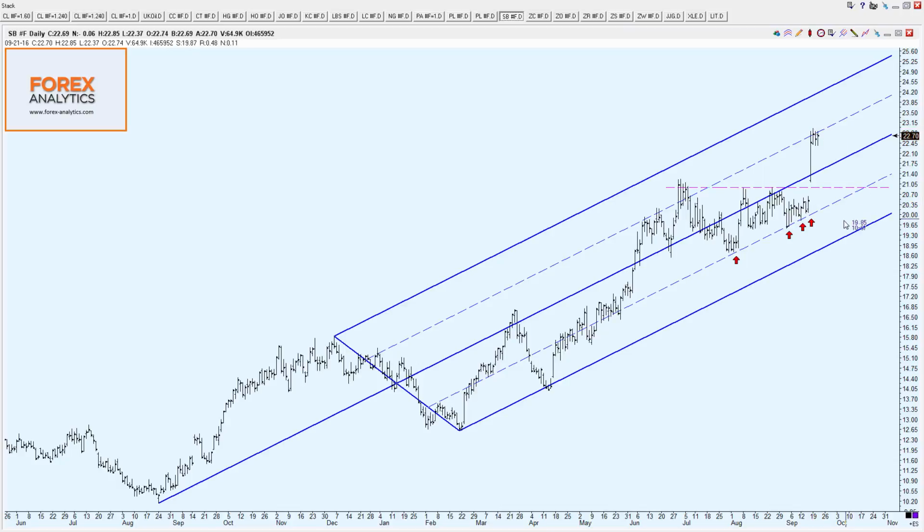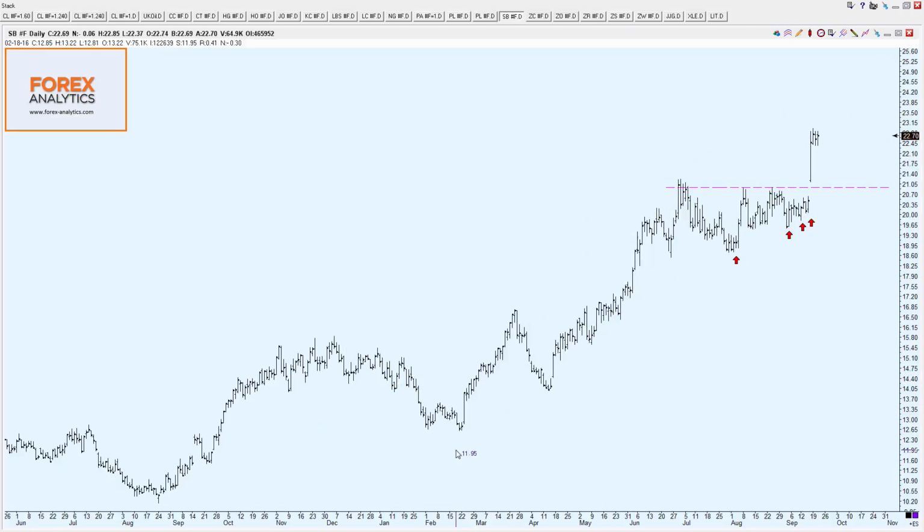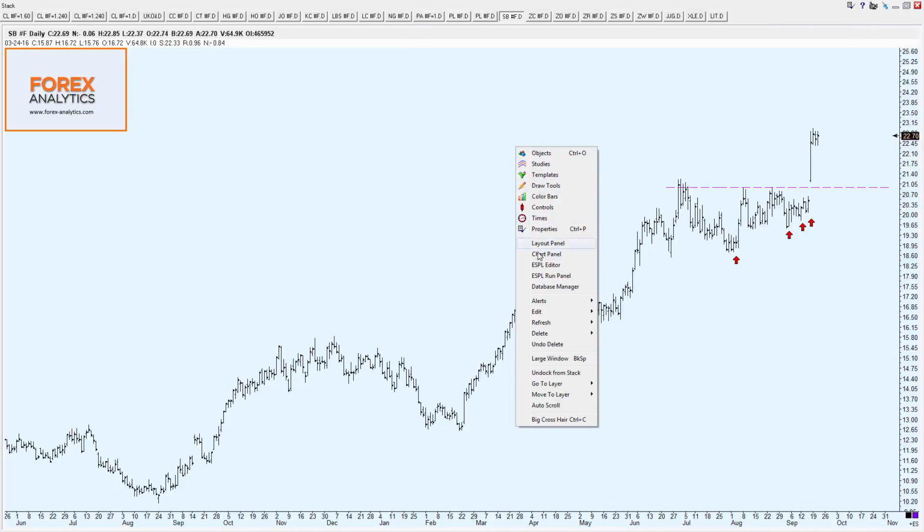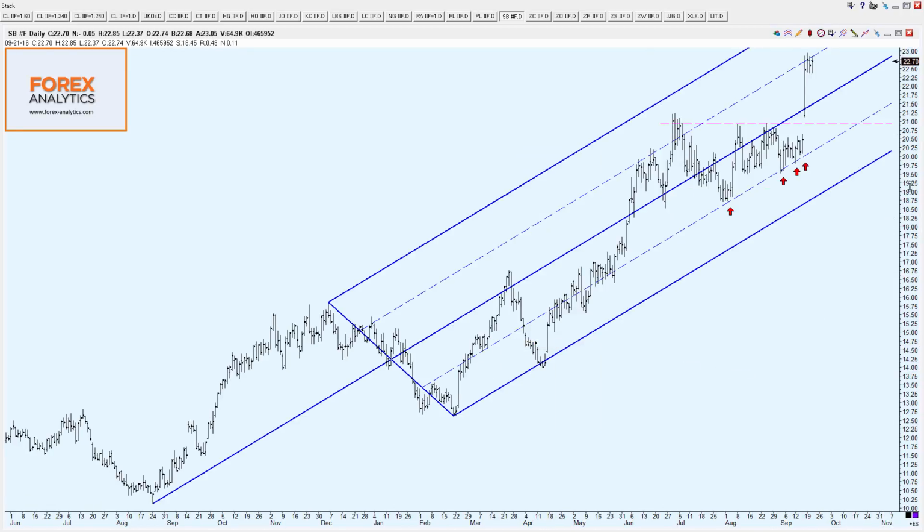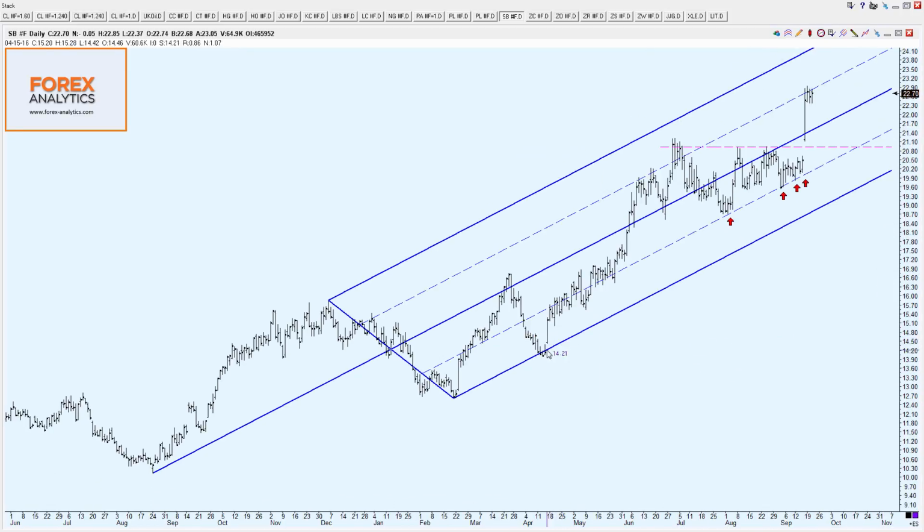Up to 23, basically, which is a fantastic move for sugar, and it literally just exploded. Again, if we get rid of the chart on that, how did you know this was going to happen? You just could not tell. I'm going to undo the delete, put the fork back on.